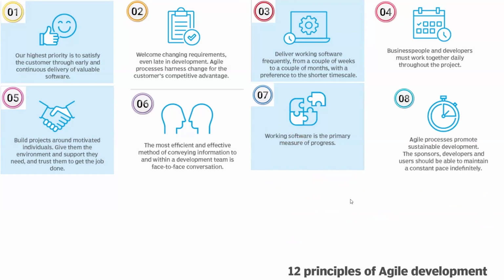Great. Principle 8, Agile processes promote sustainable development. The sponsors, developers, or team members and users should be able to maintain a constant pace indefinitely. I'm going to skip the concept a little bit, but I'll give you a brief explanation. This is called velocity. This is to maintain the pace.